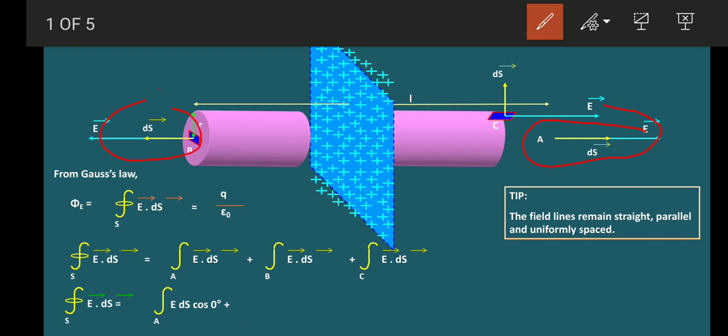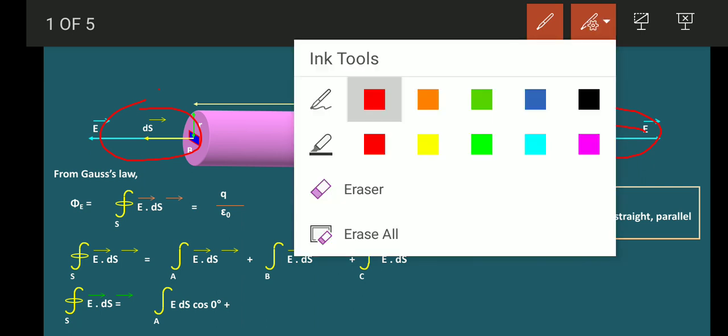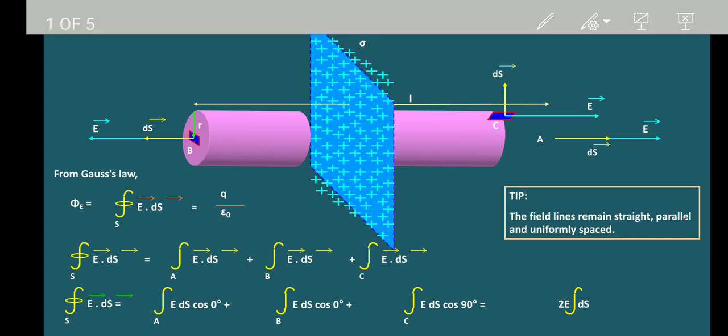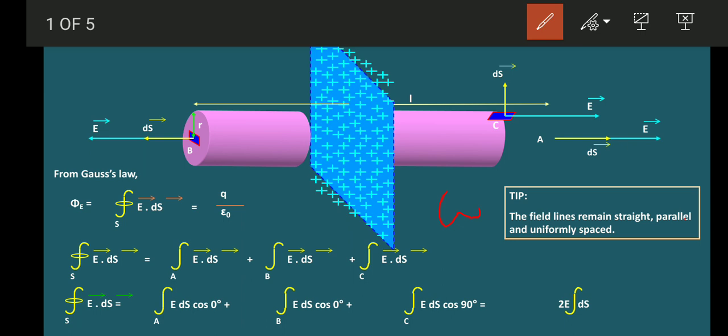Similarly on B, theta is equal to 0. But on C, theta is equal to 90 degrees. See that on C, the electric field and the area vectors are perpendicular to each other. But on A and B, the area vector and electric field vectors are parallel to each other, so theta is equal to 0 on A and B. So on surface B, the integration value is E ds cos 0 degree. On surface C, the integration value is E ds cos 90 degree. What is the value of cos 90 degree? Cos 90 degree is equal to 0. That means this integration becomes 0.